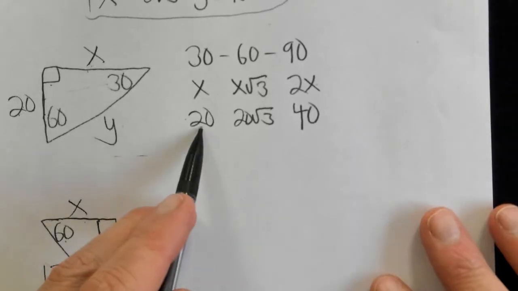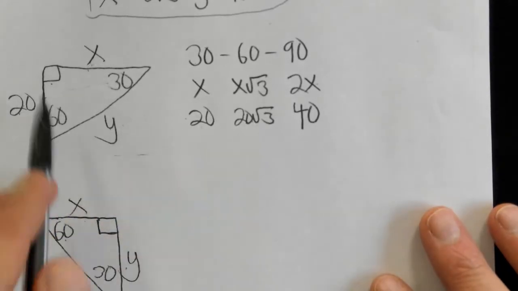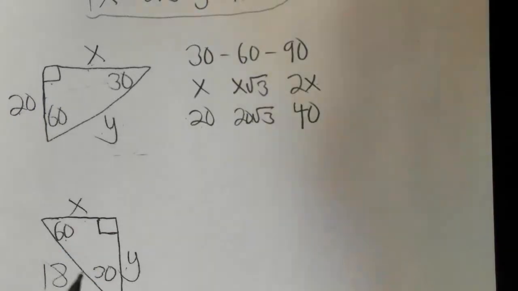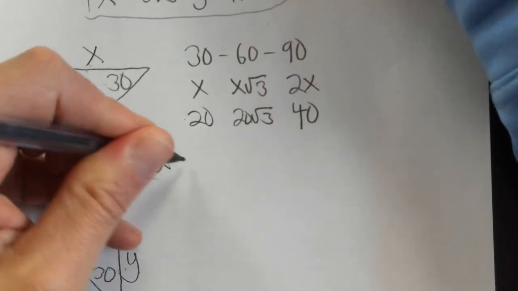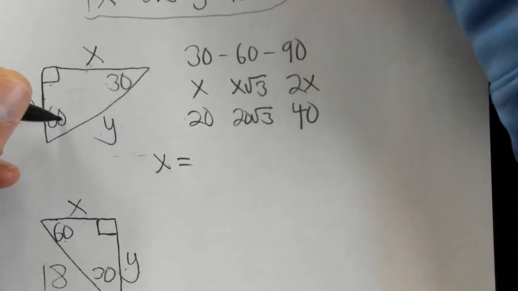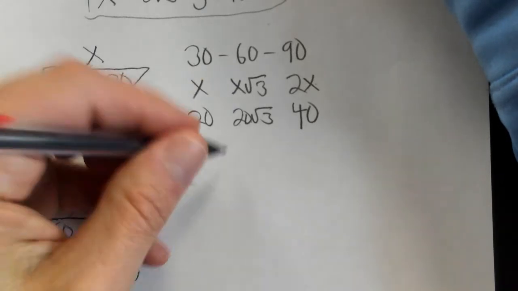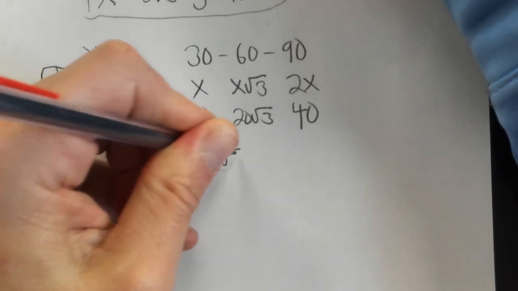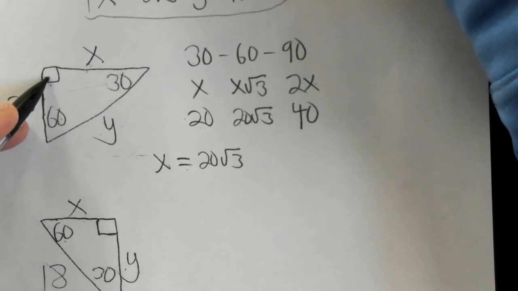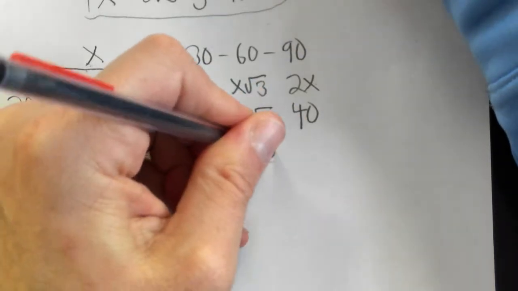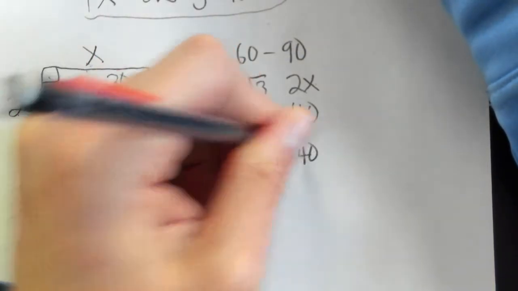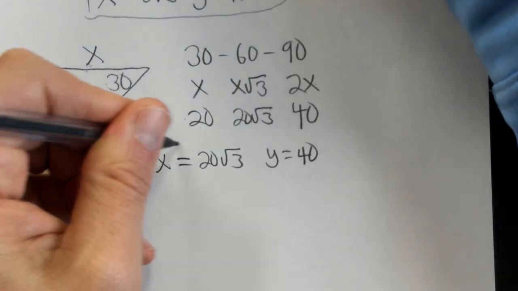Now, remember what these are. These are all three of the sides of the right triangle. You just got to figure out which one is x and which one is y. All right, so which one is the x? The x is across from the 60. So what's the 60 column? 20 square roots of 3. The y is the hypotenuse. It's the 90 column. Y equals 40. And there you go. You got both of your answers.